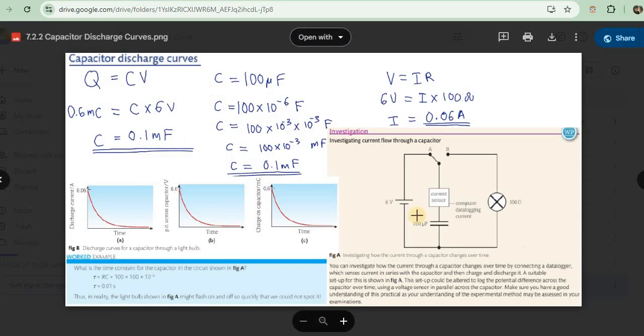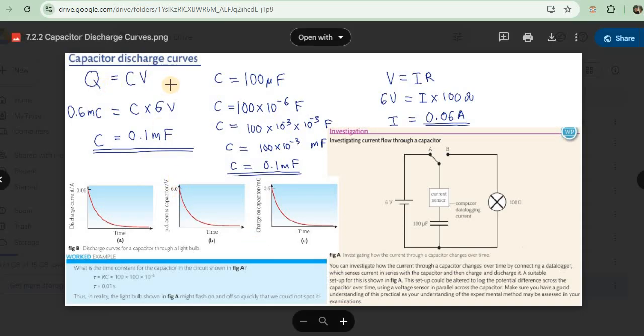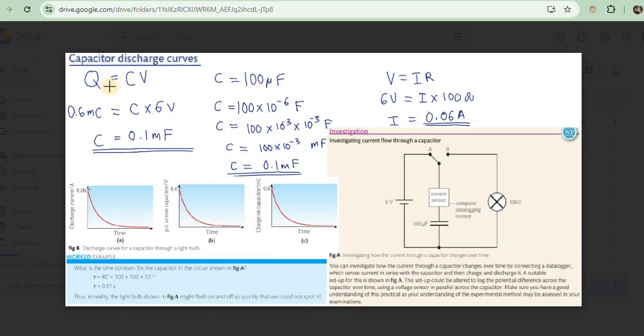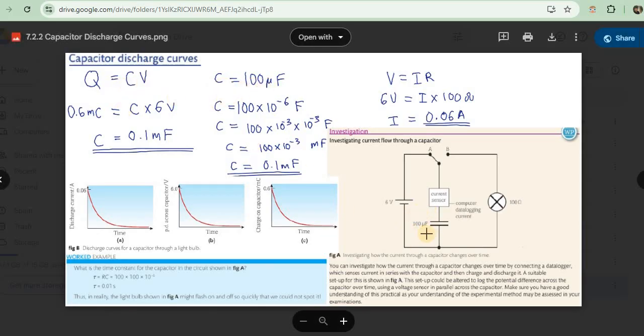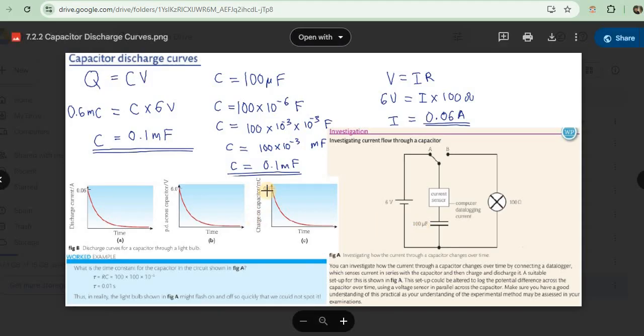Alright, so let's see how we can get these other values also. Now over here, we can find the capacitance of the capacitor. And by the way, you know this is 6 volts because the capacitor was fully charged. So when the time is 0, it starts from 6 volts. So Q is equal to CV. Capacitance, you can see it's given here, 100 microfarads. So with this we can also find the charge here.